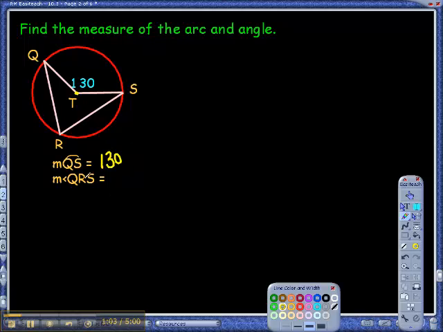Well, when I look at angle QRS, notice now we've got an inscribed angle. That measure should be half of its intercepted arc. So half of our 130 is equal to 65.